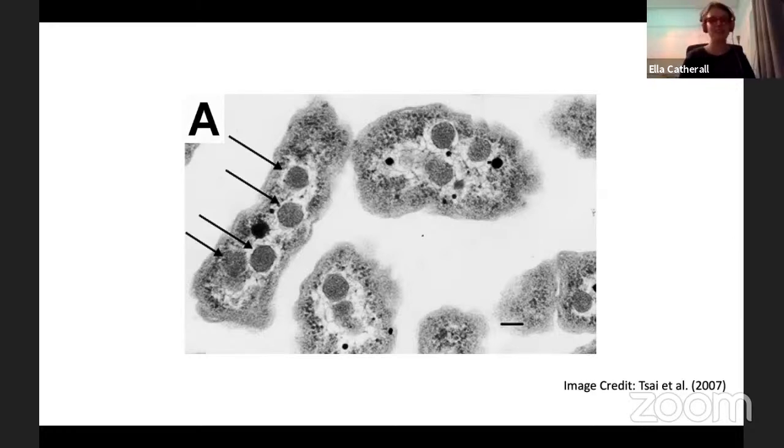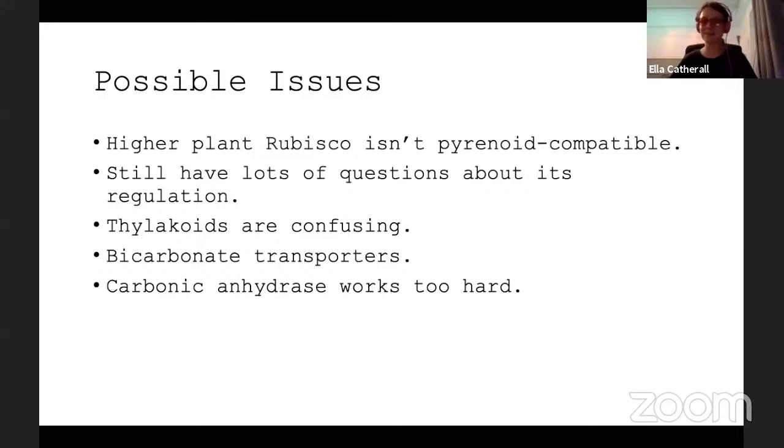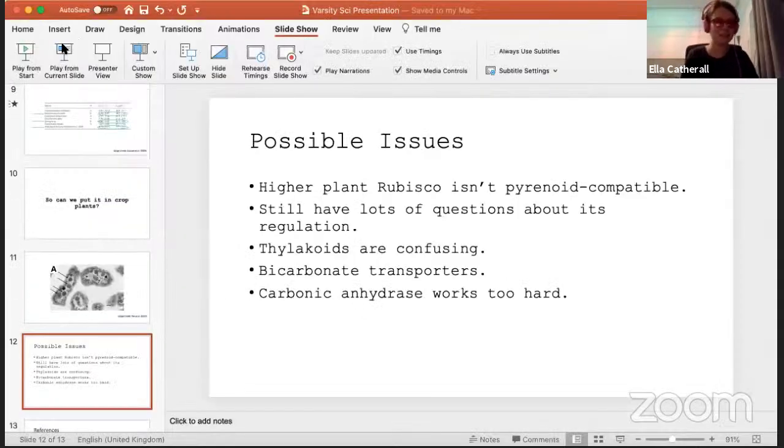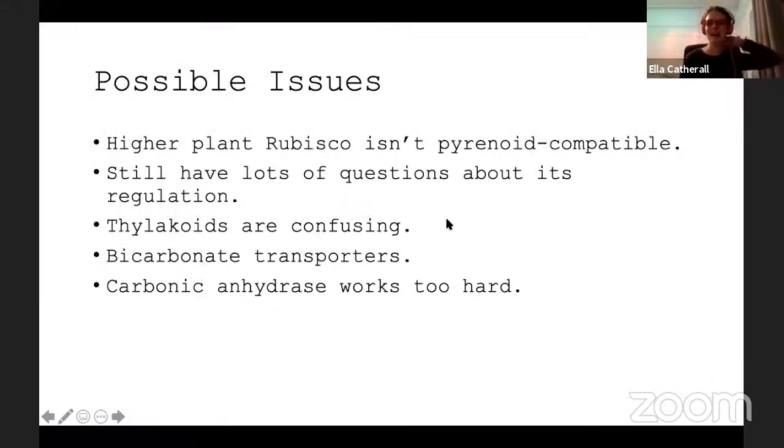However, there are a number of issues when it comes to trying to engineer this into higher plants, because surprise, surprise, it is complicated. Because this is biology and this is how biology works. Oh, hold on, I clicked the wrong button. I apologize. But yeah, biology is complicated, as are computers apparently. And so this is why it's difficult to engineer into crop plants.